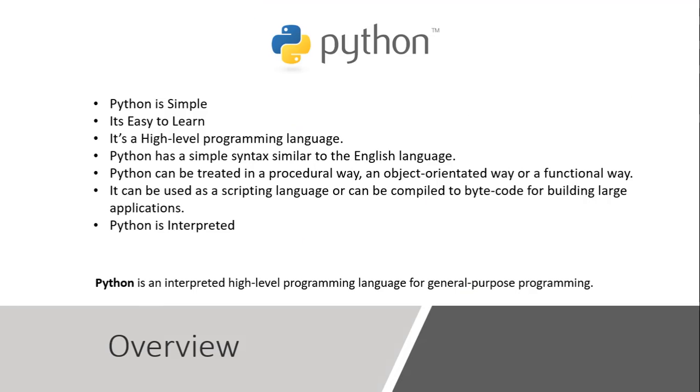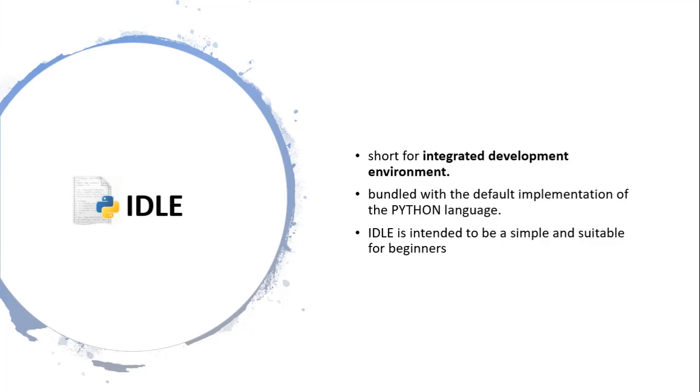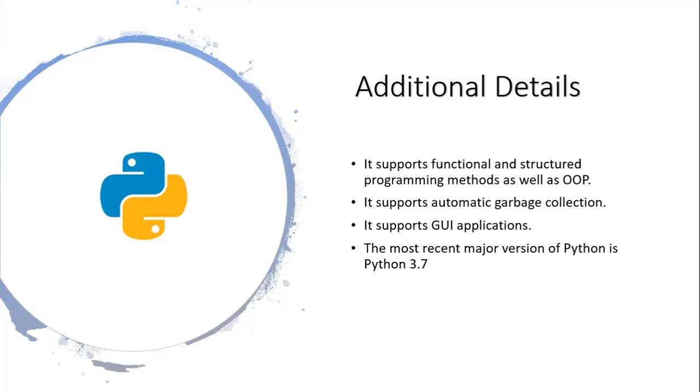So this is the way by which you can start learning Python. We have seen the overview of Python language, then how you can install it so that you can start. Then there is IDLE that we are going to use for programming. Then we have seen some additional details that explain why Python language is very cool. So that was all about this video. In the next video we are going to start with actual coding using Python language.